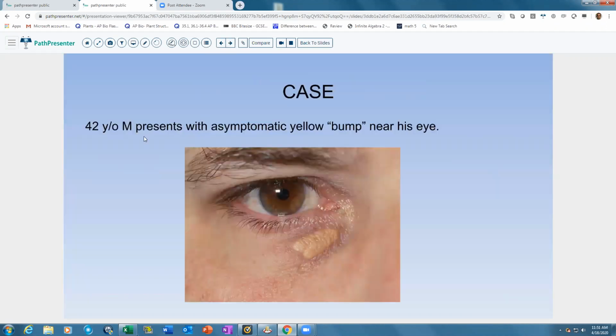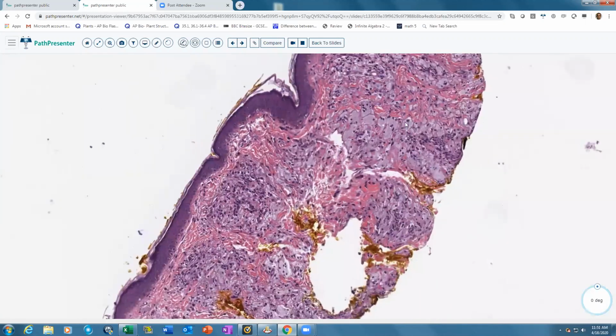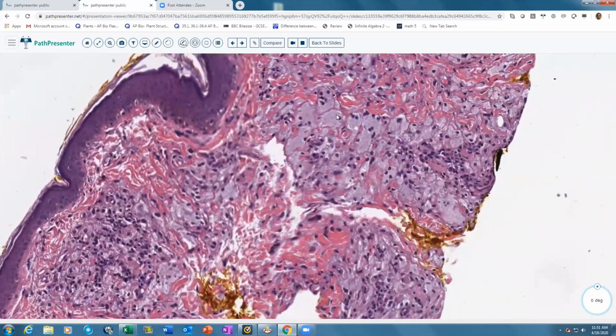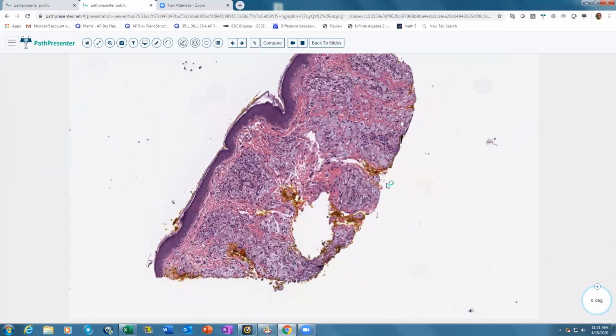So very characteristically seen around the eyelid, a 42-year-old male presents with an asymptomatic yellow bump near his eye that you can see here. Histologically, it is composed of these foam cells actually. So you can see all these large collections of nodules of these foam cells or macrophages that have this lipid within them and a very small nucleus. So this is a xanthomatous reaction pattern around the eyelid. This is known as a xanthelasma.